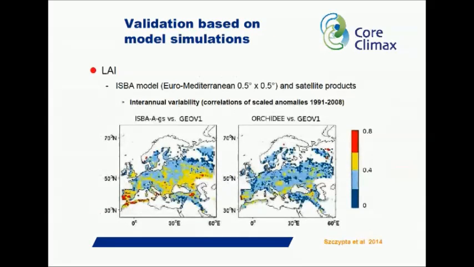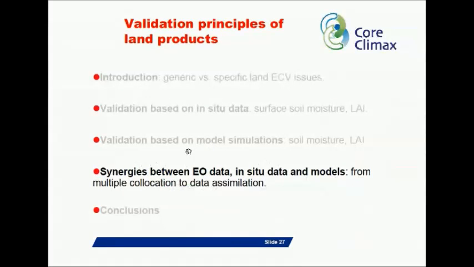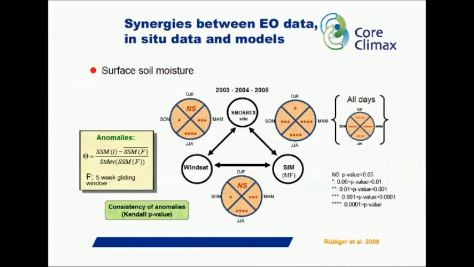So this gives the path to the synergies between satellite data, in situ data, and models. So again, this is an example for surface moisture. In this case, we compare 3 years of WindSat surface moisture with model simulations over a given site near Toulouse.